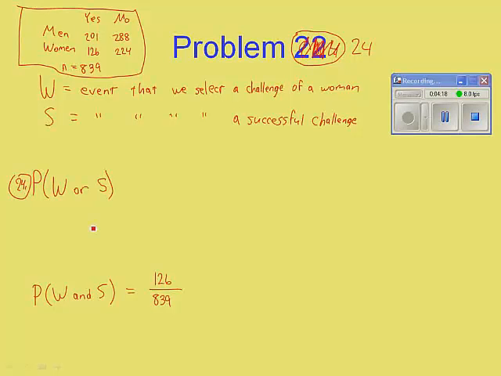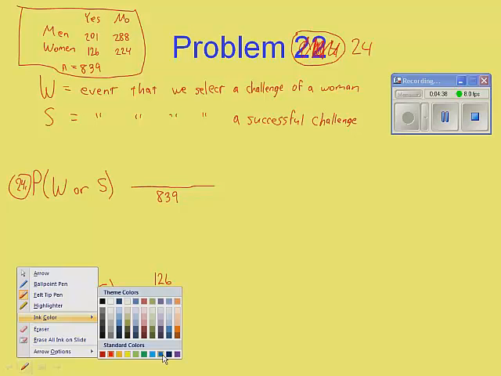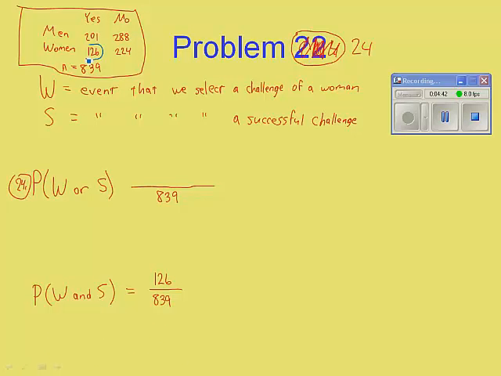Now, here's the question. What does this mean? W or S? That means, well, again, 839 is our sample space. Where do I want to be on the chart? Well, for W or S, see, this is still okay. But there's other places you can be on the chart and still be okay. Like here. What happened in this situation? That's where the woman challenged, but what happened? It was unsuccessful. But we are going to include that when we compute probability of W or S, because that's W happening. You guys follow that?